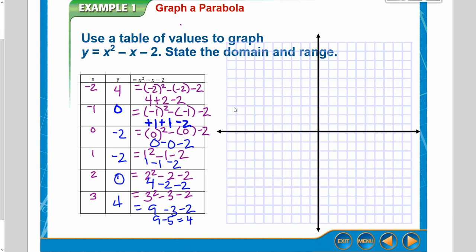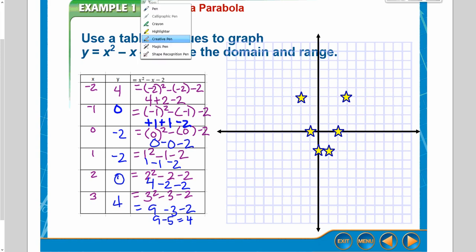So I'm going to go ahead and put in -2, and then going up by 4, dot, -1, 0. We've got 0 down 2. Okay. And I got 1, -2. Probably made my dots a little too big, but oh well. And then 2, 0, and 3, 4. Okay. Ladies and gentlemen, when we draw our line, it's going to end up looking like this.